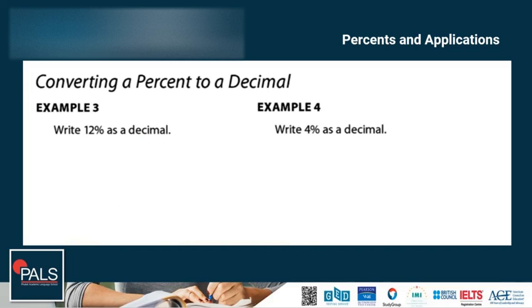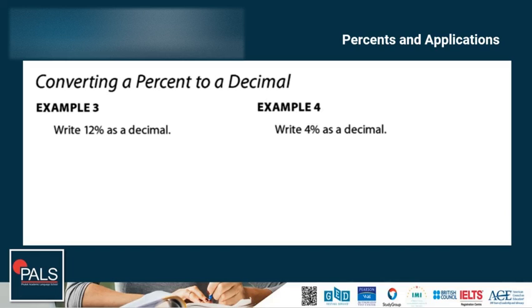Let's proceed to converting a percent to a decimal. Similarly, converting a percent to a decimal involves dividing by 100. If you imagine a decimal point at the end of a whole number, such as 12, you can divide by 100 by moving that decimal point 2 places to the left. So let's try example 3 and example 4.